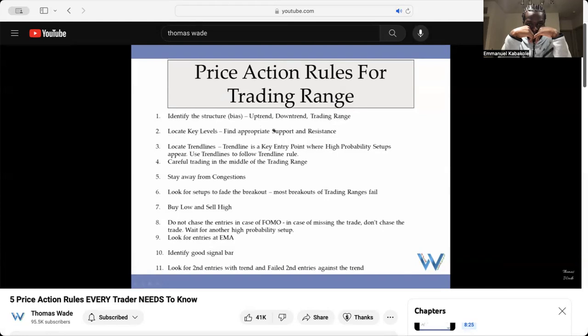I want to locate key levels. If I know that it's a trading range, I want to find a support and resistance line because the market likes to oscillate in between these lines. And if I want to follow the trading range rule, which means I want to buy low, sell high, and fade the breakouts, I need to identify my support and resistance correctly. I also want to locate trend lines. I want to locate the shortened trend lines because there are trends working even inside of a trading range. Trend line rules still apply even inside of the trading range.